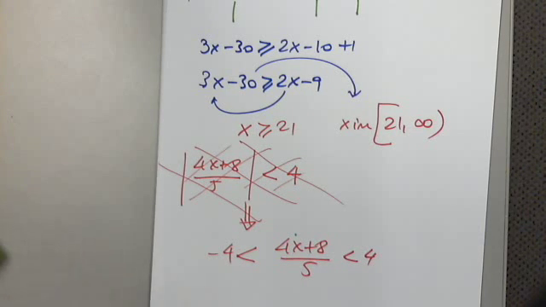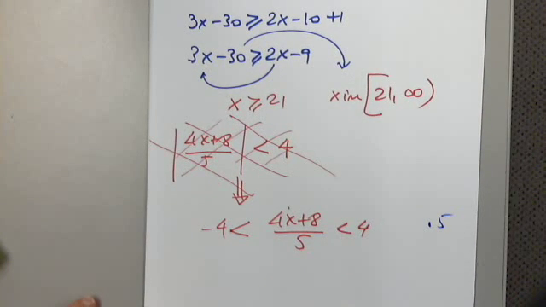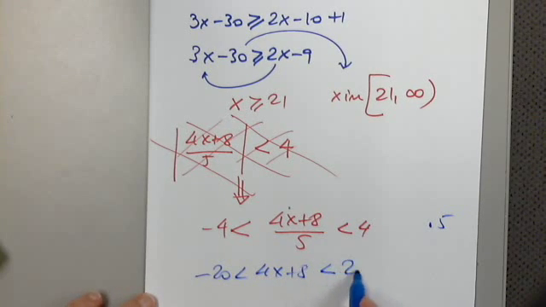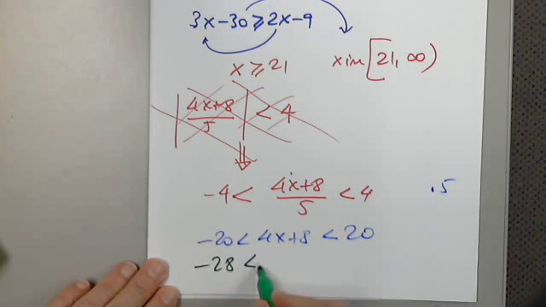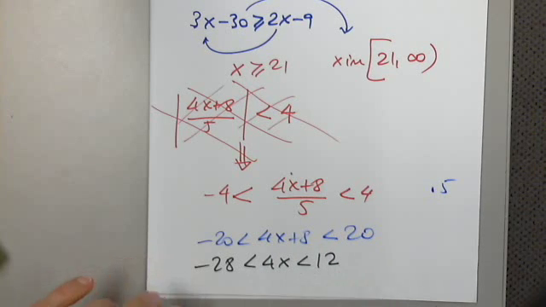Very good. So now what do I do? How do I get rid of the 5? Multiply inside by 5. Exactly. Multiply everything by 5, or 5 over 1. So negative 20 less than 4x plus 8 less than 20. Then subtract 8 from all three sides. Negative 28 less than 4x less than 12. So we subtracted 8 from all three sides. Perfect. Then divide everything by 4.